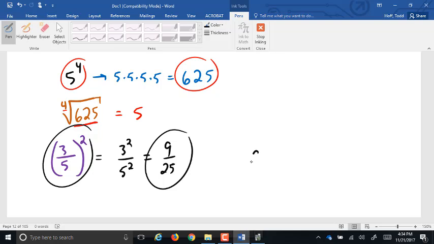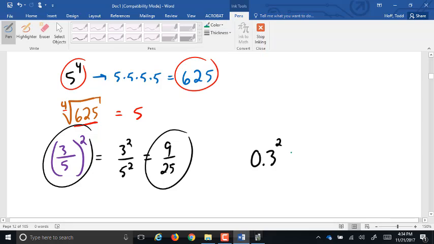Or we might have 0.3 squared. 0.3 squared is 0.3 times 0.3. How many decimal places does this have to have? 2. 3 squared is 9, so this is 0.09.